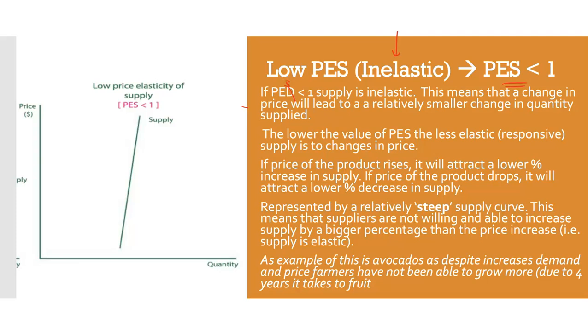So let's have a look at this. Why is it such a steep supply curve? Because even with significant price changes, going from P1 to P2, a big price change, you can see that the quantity supplied increase is smaller because it is not as responsive.